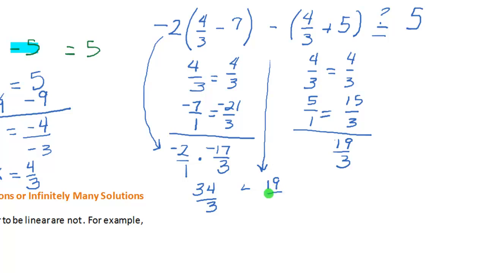And we've got that negative between those two answers. That's a subtraction sign. So 34 minus 19 is 15. +15, and 15/3 is indeed 5. So this problem checks.